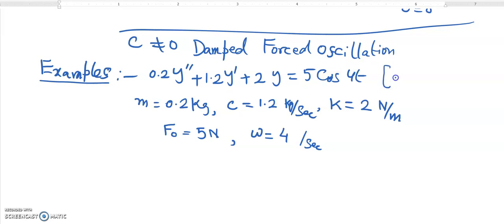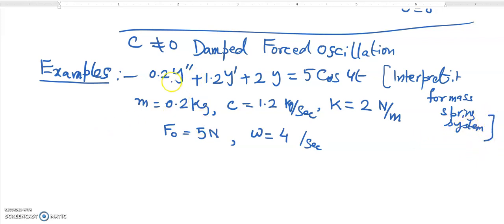So maybe the question can be to interpret it for the mass spring system. So with this we can solve it.